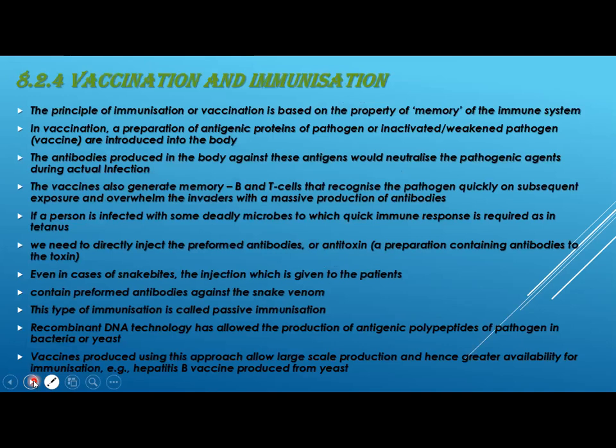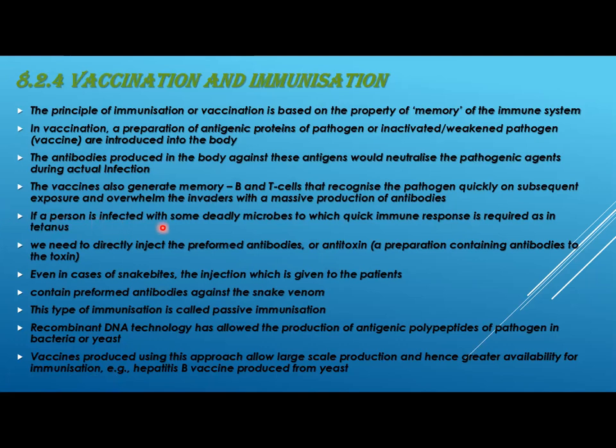Vaccination and immunization. The principle of immunization or vaccination is based on the property of memory of the immune system. In vaccination, a preparation of antigenic proteins of pathogen, or inactivated or weakened pathogen (vaccine), is introduced into the body. The antibodies produced in the body against the antigens would neutralize the pathogenic agents during actual infection. The vaccines also generate memory B and T cells that recognize the pathogen quickly on subsequent exposure and overwhelm the invaders with a massive production of antibodies.